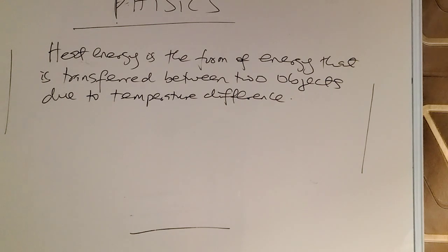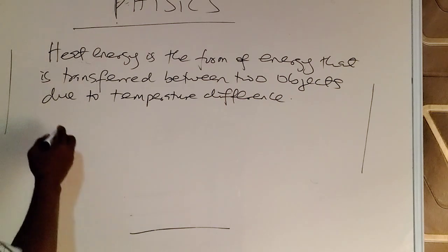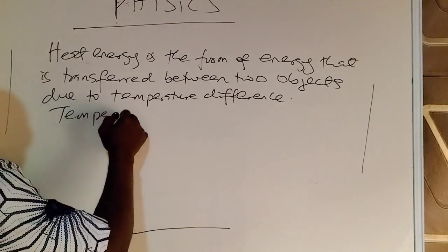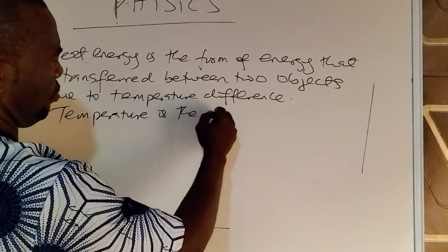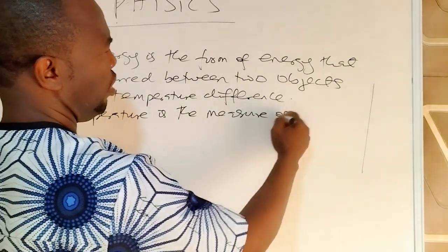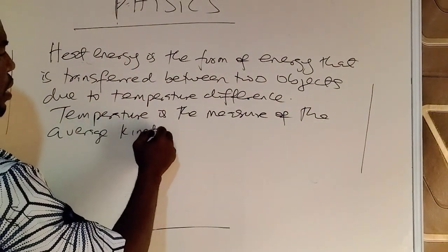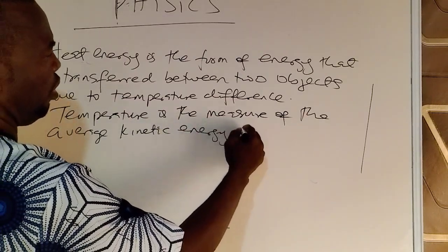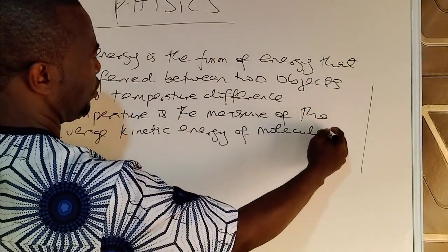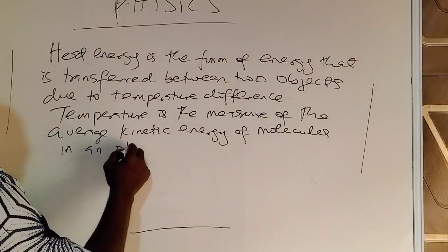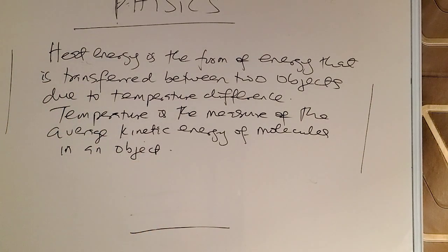Then, having understood what heat is all about, which is a form of energy, sometimes we tend to confuse heat and temperature. So what is temperature? Temperature, on the other hand, is the measure of the average kinetic energy of molecules or particles in an object. So we have to know the difference between these two terms, heat and temperature.